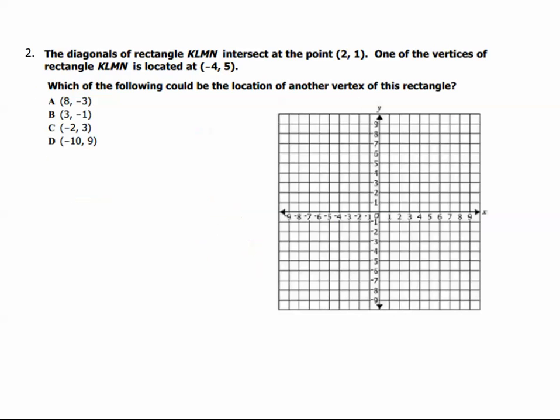Let's look at the next one. We are looking at a rectangle. The first thing I always do, I read through the problem for any sort of quadrilateral clues. We are told that the diagonals intersect here at 2, 1. I'll leave that point there for a second. One of your vertices of the rectangle, that's one of our corners, is located at -4, 5. Negative 1, 2, 3, 4. 1, 2, 3, 4, 5. Which of the following could be another vertex of this rectangle?